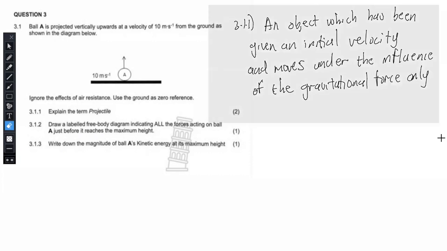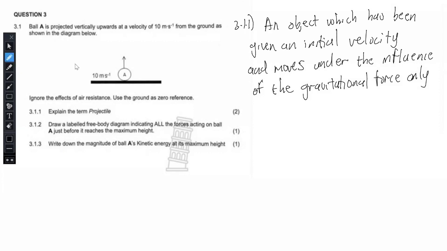And then now let's move to 3.1.2. It says draw a labeled free body diagram indicating all the forces acting on ball A just before it reaches the maximum height. And then we can see we are given 1 mark there. And then according to our definition here, this should be obvious. Remember, it's moving under the influence of the gravitational force only. So that means the only force acting on this object here would have to be the gravitational force. So you just indicate your dot here to represent the ball, and then down you have FG. So that's all you need to draw.